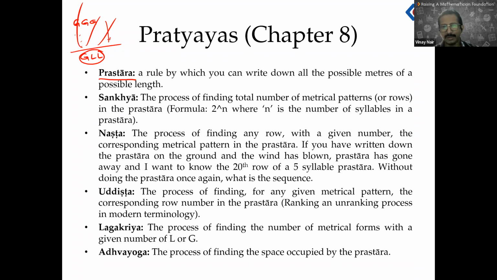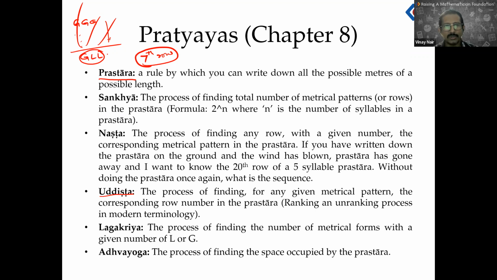So can we find that particular thing? Nashta is where it is blown away and you want to find a particular row number. Let's say you want to find the 7th row. It is blown away and you want to find the 7th row. How will you find the 7th row? And Uddishta is the process that I just said. Sorry, I just mixed them up.